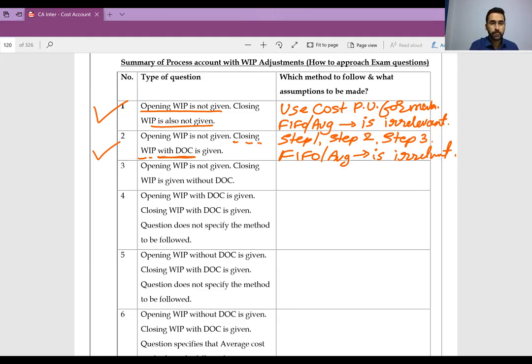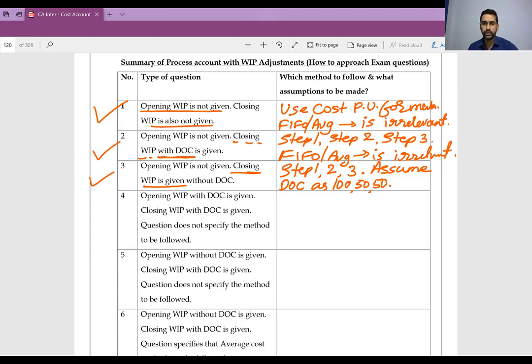Third variety question. Opening WIP not given. Closing WIP is given without degree of completion. Now, the moment you see closing WIP is given, you should write step 1, 2, and 3, but without a degree of completion. If they don't give degree of completion, you'll have to make an assumption. What? 100, 50, 50. Assume DOC as 100, 50, 50.